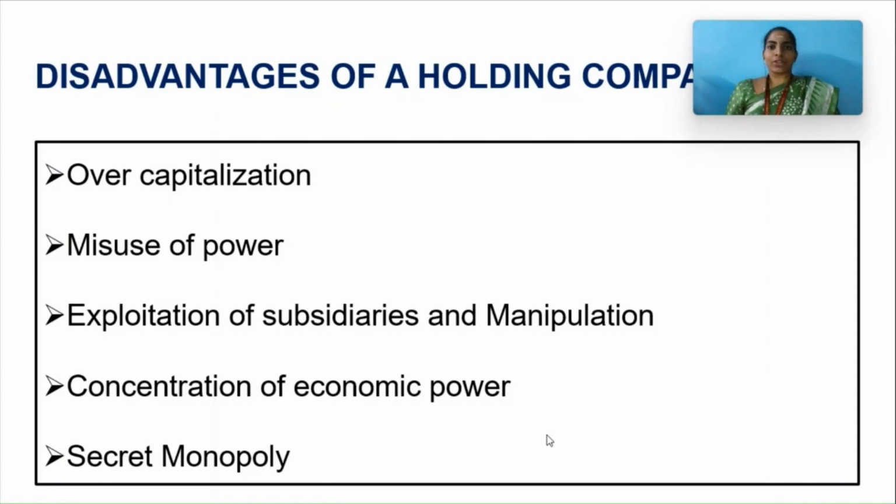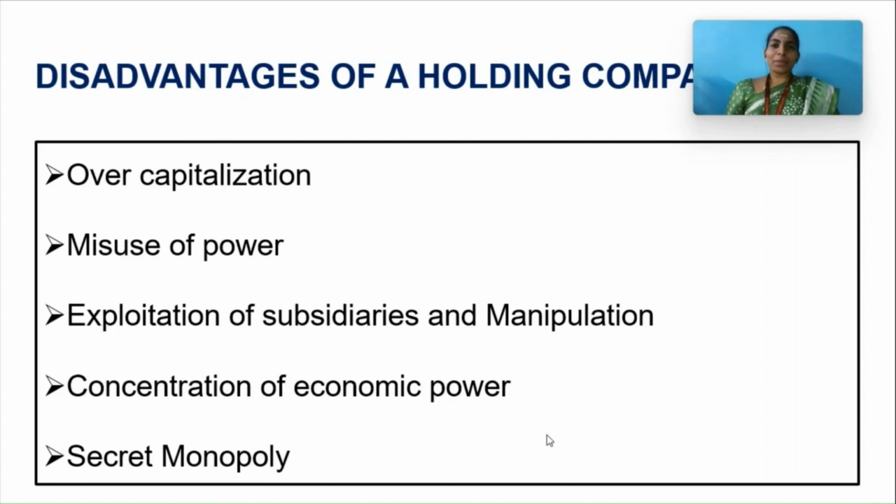Next is exploitation of subsidiary and manipulation. There could be a possibility of exploitation of the subsidiary, seeing that the holding company is making all the decisions, the subsidiary could be affected at some time.